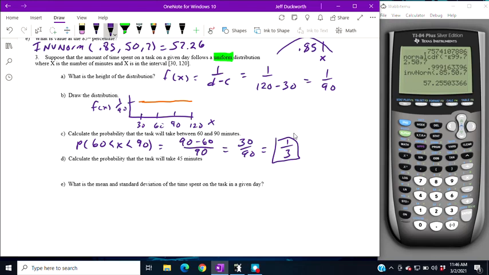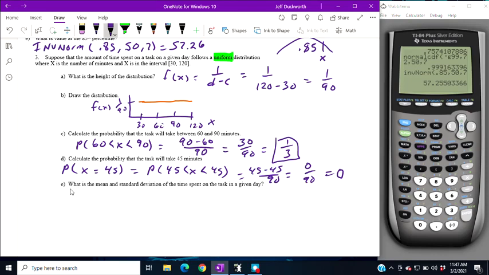Calculate the probability the task will take 45 minutes. So we're looking for the probability that x equals 45, which is the same as the probability that 45 is less than x is less than 45. Well, I think you can see where we're going with this. 45 minus 45 over 90 is just 0 over 90, which is just 0. And in fact, anytime we take the probability that x equals a given value for any value in a uniform distribution, a normal distribution, or any other continuous distribution, it will always be 0.